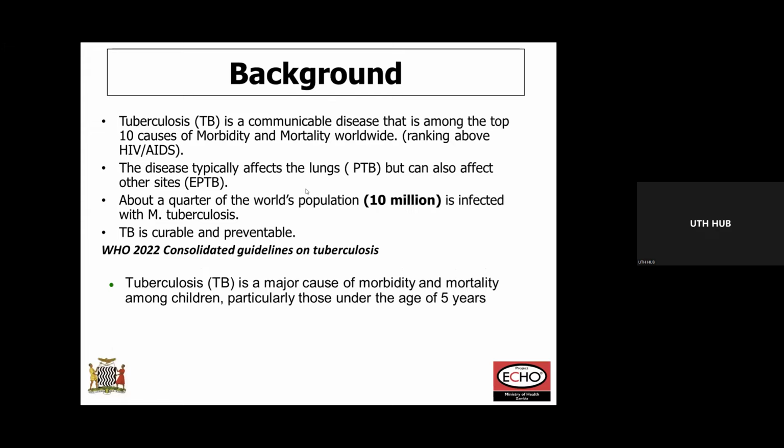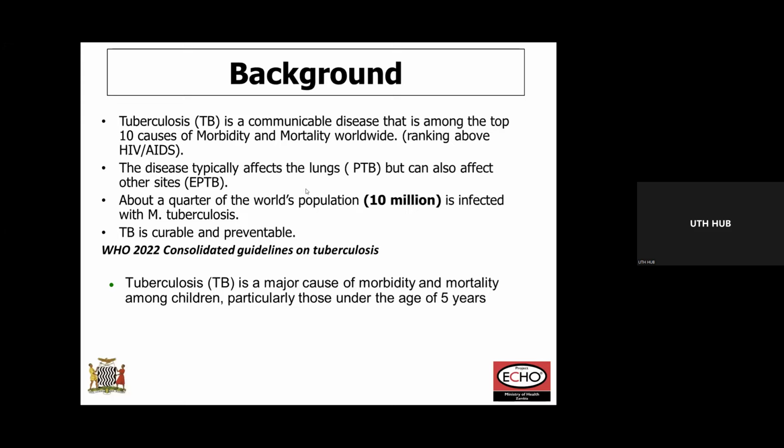We can now go into the meat of the didactic. Tuberculosis is one of the top 10 causes of morbidity and mortality worldwide. I think it ranks above HIV and AIDS; it's COVID now that has just surpassed it, and it's now just below COVID. Otherwise, TB is a big burden. This disease commonly affects the lungs, but can virtually affect any part of the body. When it affects any other part of the body other than the lungs, we call it extrapulmonary TB.